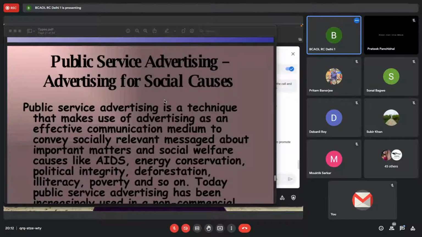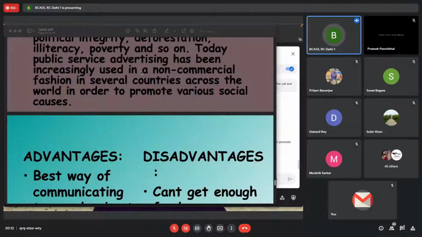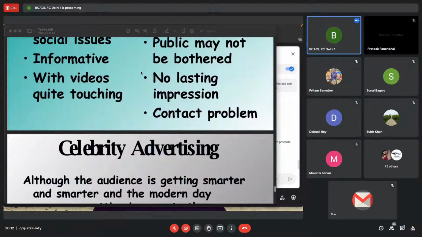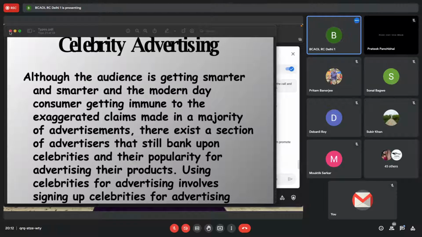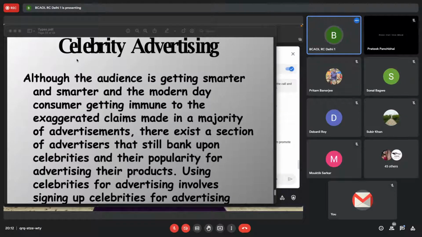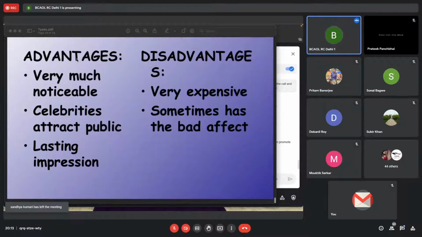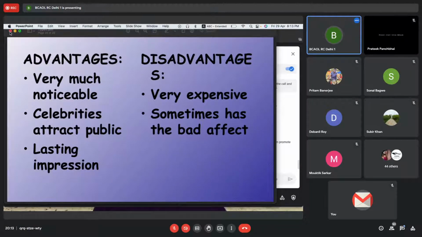Social causes: advertisement for social causes is basically the government trying to alert you about things. Suppose the polio advertisement is there, where they tell you that the drops are free, please go and get it done. When the vaccination advertisements come, they're basically from the government for welfare purposes. So government also does advertisements. Celebrity advertisements you see all over, where these celebrities endorse the products.